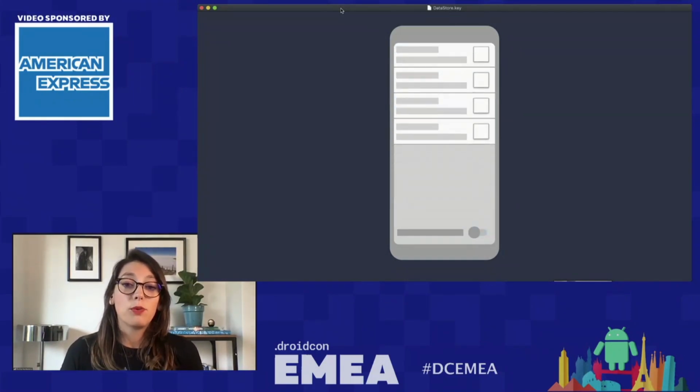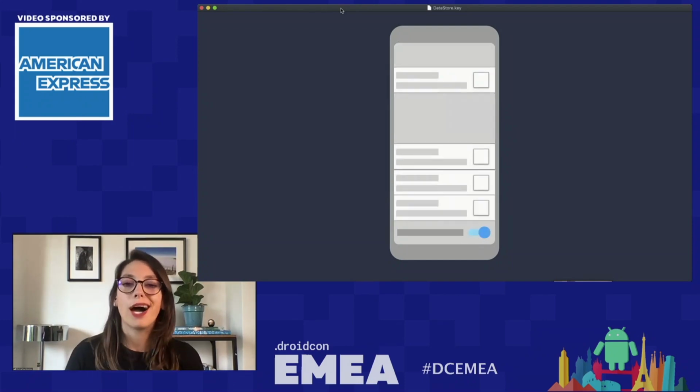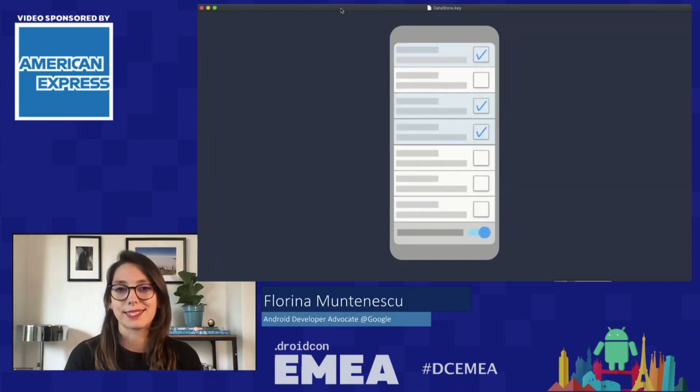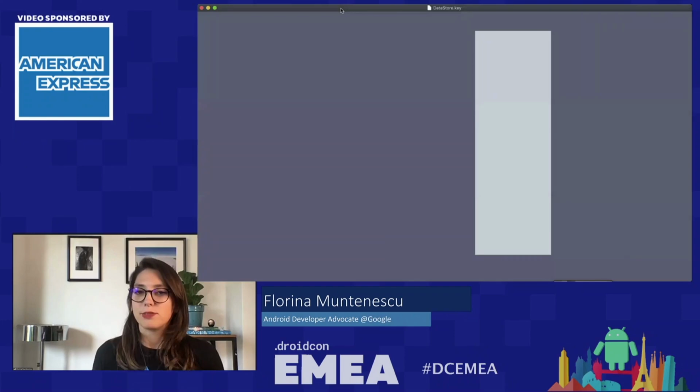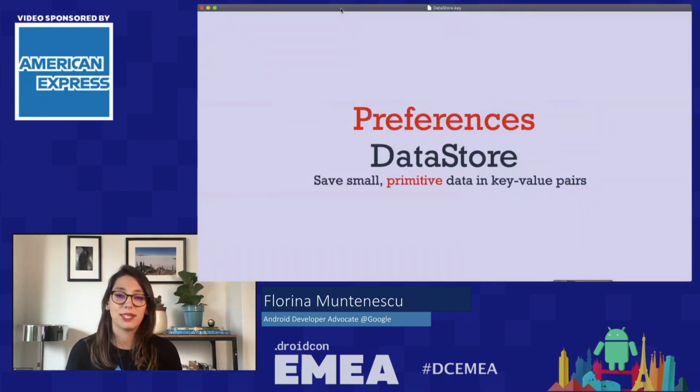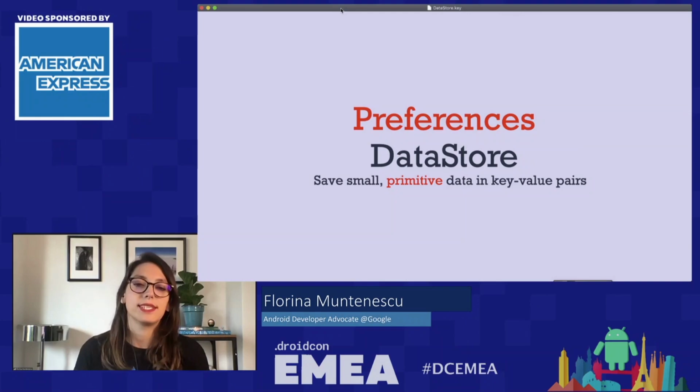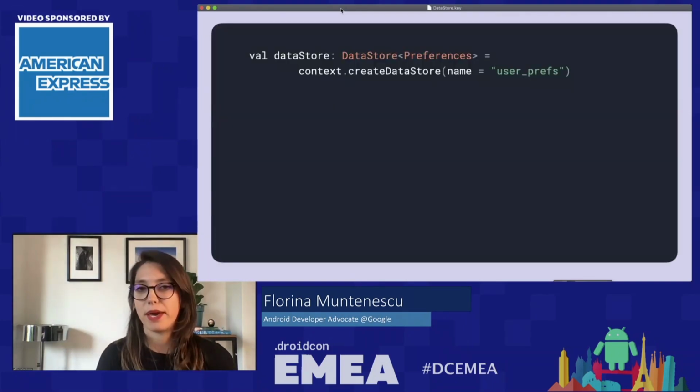And we also want to have a toggle at the bottom that shows or hides those completed tasks. And because this is a user preference toggle, this is something that we want to make sure that we persist. So let's see how we can save this with Preferences DataStore. Preferences DataStore allows us to save small primitive data in key value pairs.